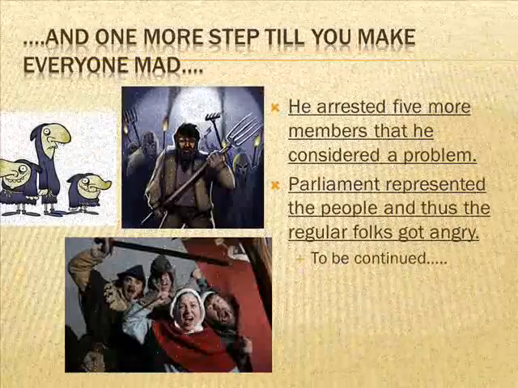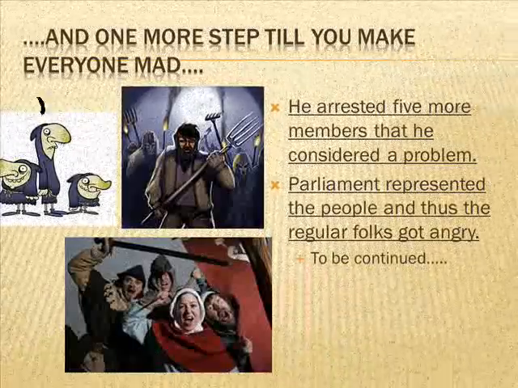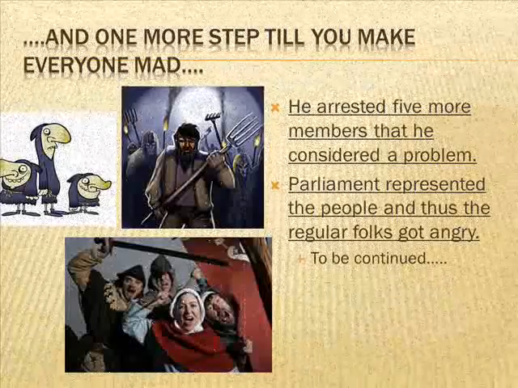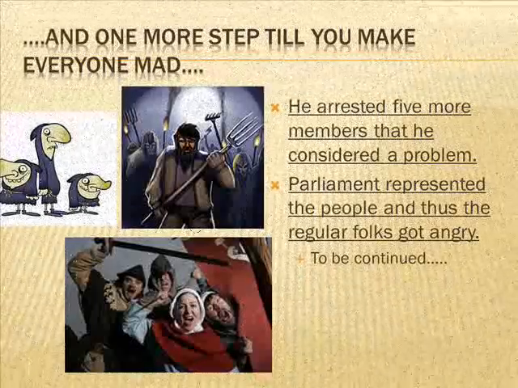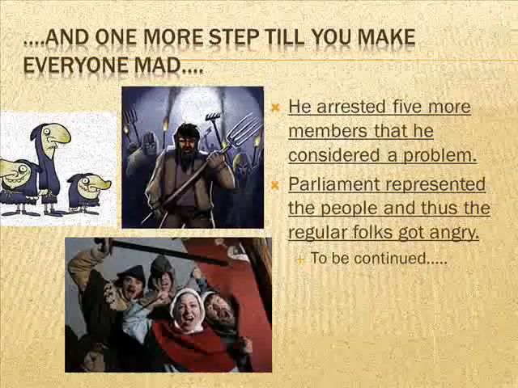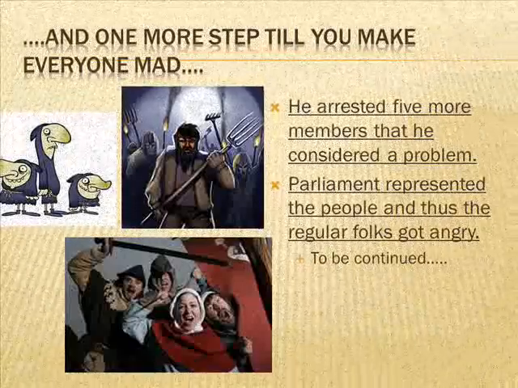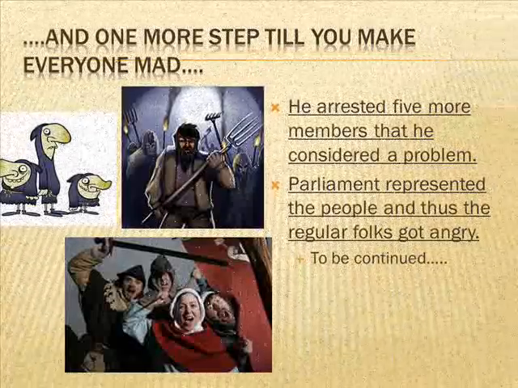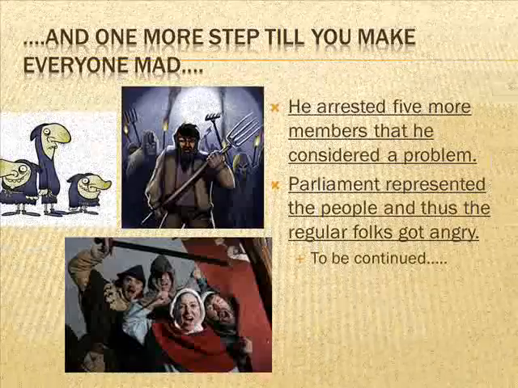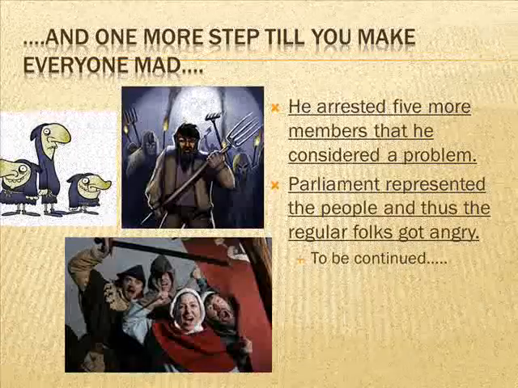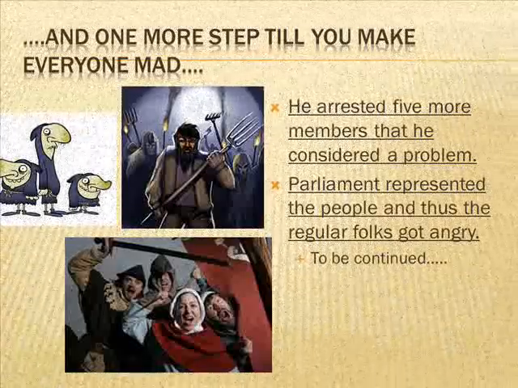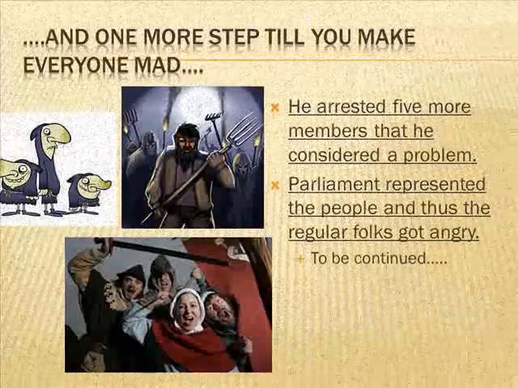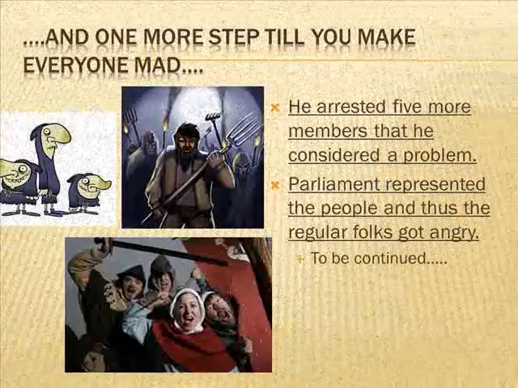He's just locked up a member of Parliament for failing to pay taxes. The people aren't happy. For one thing, they don't necessarily want to pay the extra taxes either. But Parliament's supposed to stand up for the people. And he's arrested one member, and suddenly he decides that one's just not enough, and he arrests 5 more members of Parliament that were getting on his nerves. The problem with this is Parliament represented the regular people. And so the regular people got very angry at King Charles for doing this. And we're going to talk tomorrow about what the people's response is. Let me tell you, it's not going to go good for Charles.